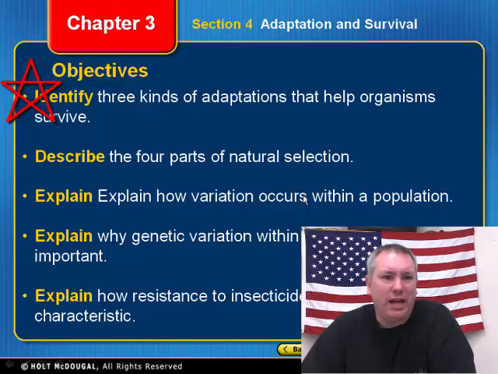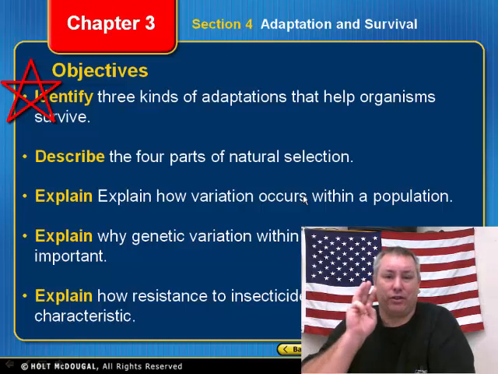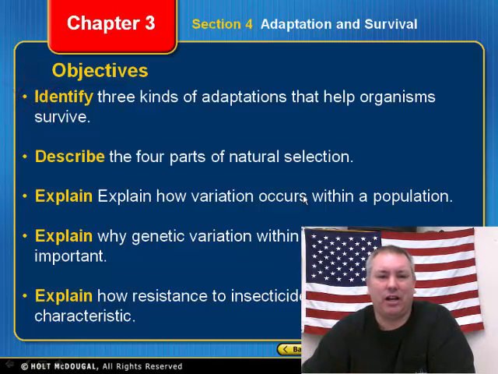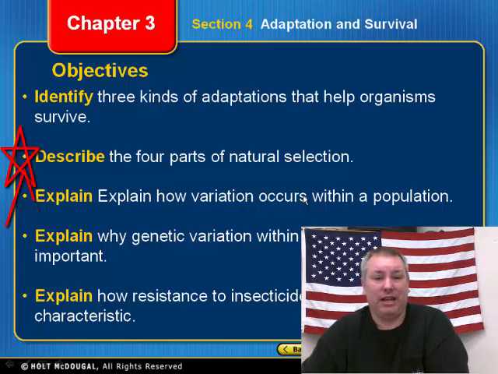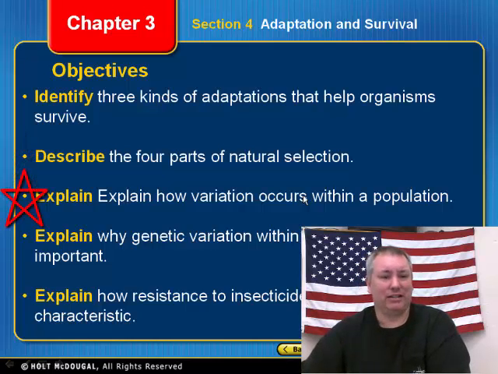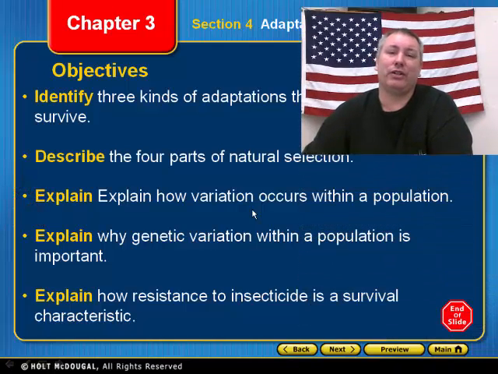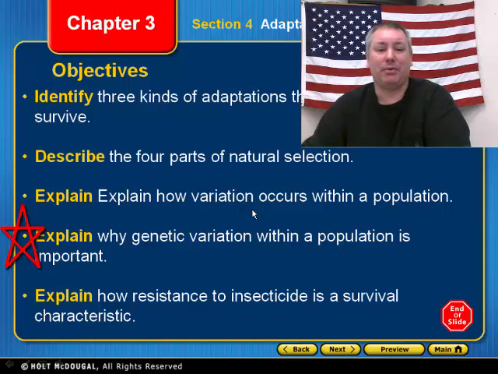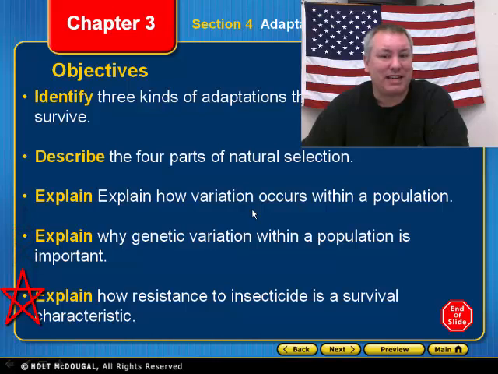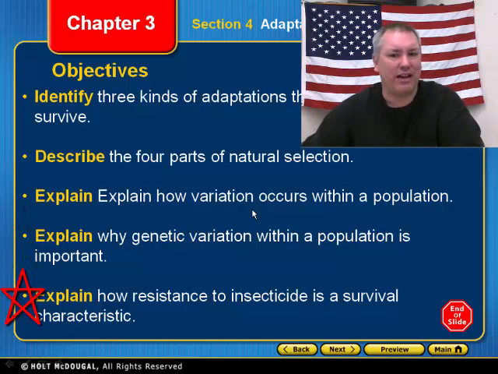Here are our objectives for today. Today we're going to identify 3 kinds of adaptations that help organisms survive. We're going to describe 4 parts of natural selection. We're going to explain how variation occurs within a population. We're going to explain why genetic variation within a population is important. And we're going to explain how resistance to insecticide is a survival characteristic.